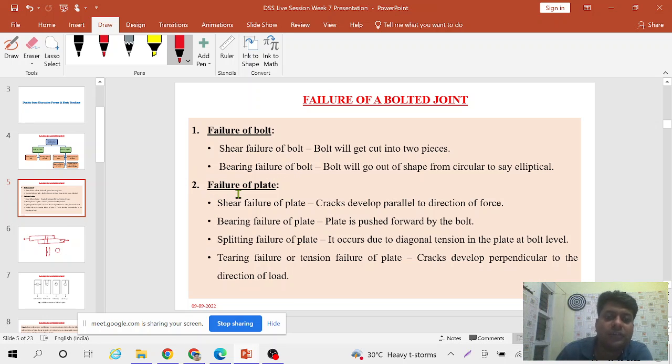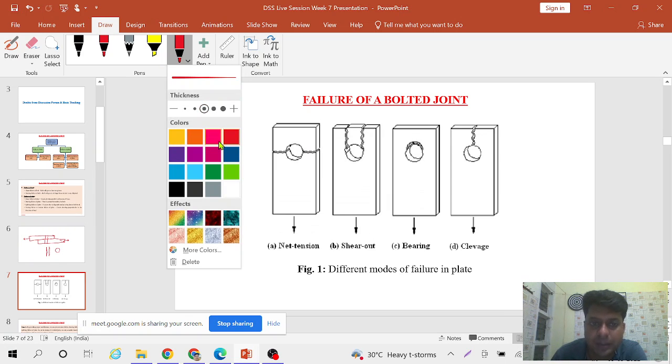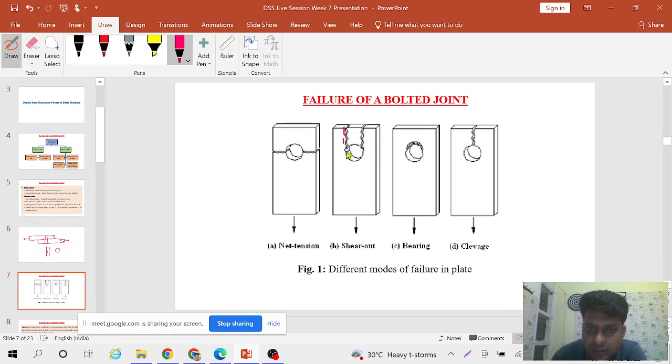Now again, coming to the failure of plate, in how many cases can the plate fail? Plate can fail in shear failure, meaning cracks develop parallel to the direction of force. Here I have one diagram. You can see in figure 1B, for shear, let me draw the shear plane. When loading is acting like this, parallel to this, these are shear planes.